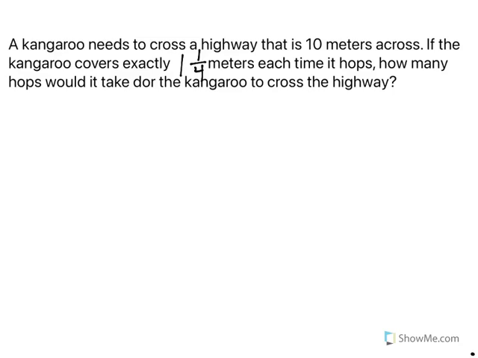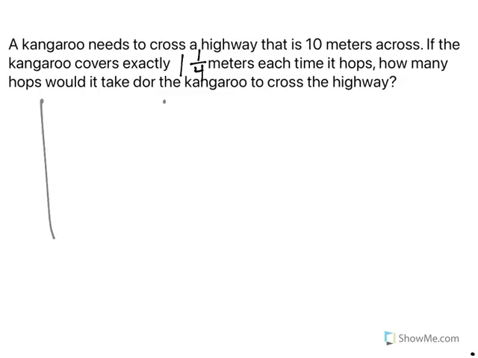A kangaroo, I love a kangaroo. A kangaroo needs to cross a highway that is 10 meters across. If the kangaroo covers exactly 1 1/4 meters each time it hops, how many hops would it take the kangaroo to cross the highway? All right, so let's think about what this means.